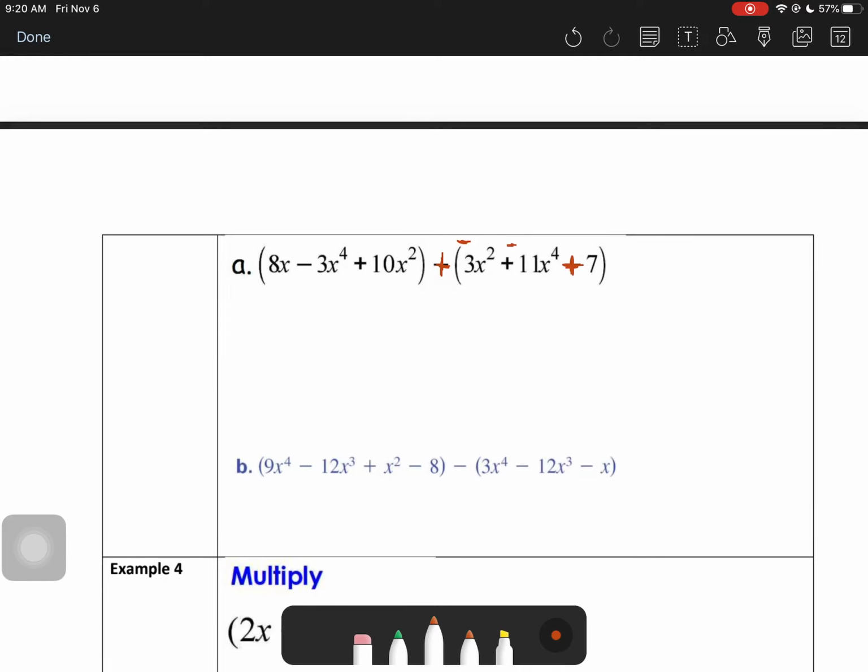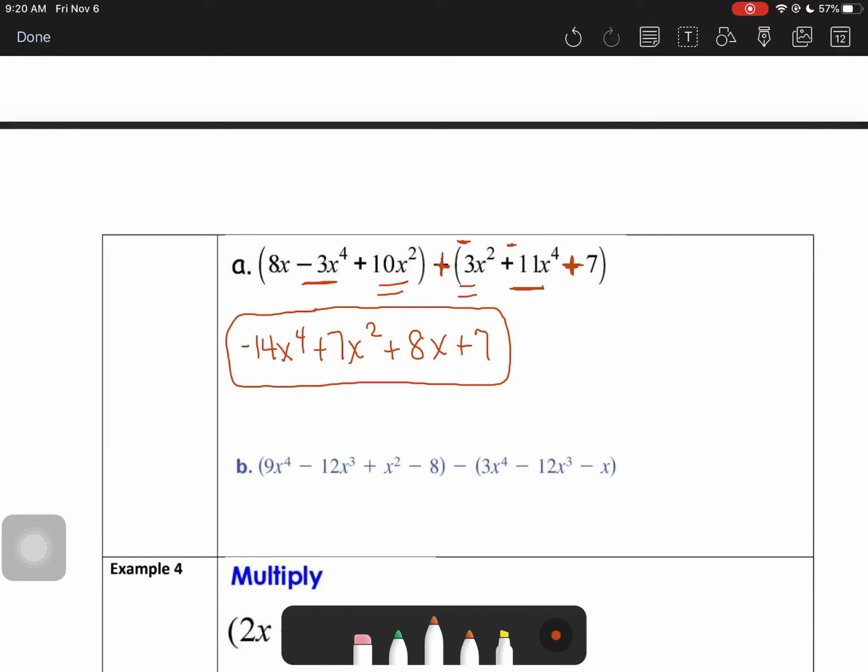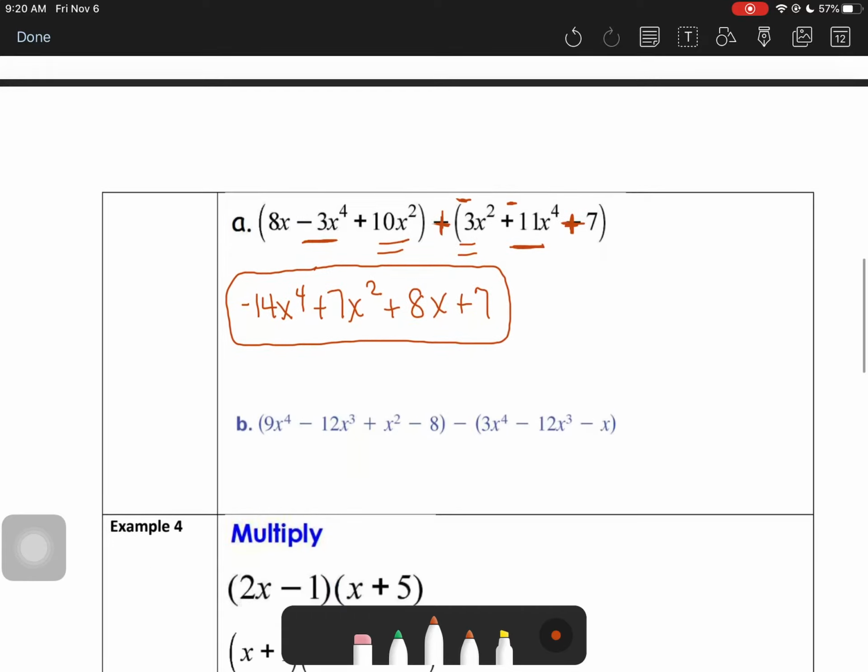So we have our negative 3x to the fourth and a negative 11x to the fourth, which gives us negative 14x to the fourth. We have 10x squared and negative 3x squared, which is 7x squared, since we didn't have any x cubes. And now we have an 8x that's left and a 7 that's left. And that we have now combined like terms. We've put them in standard form, and that is our final answer.